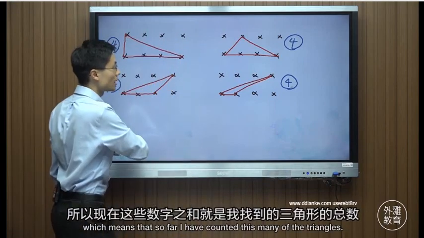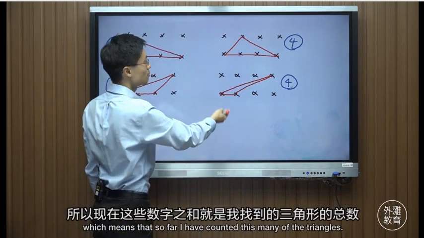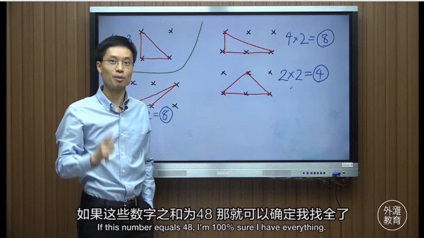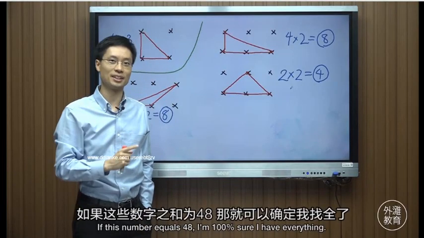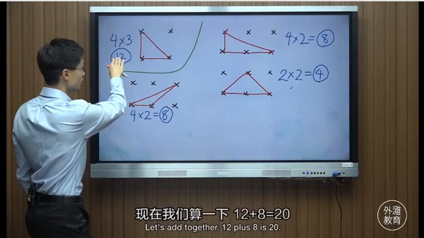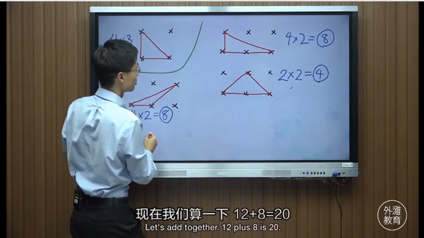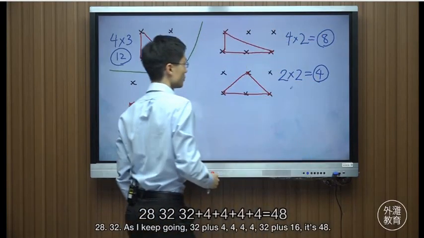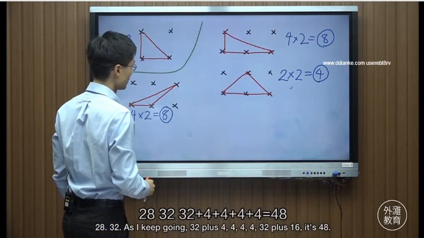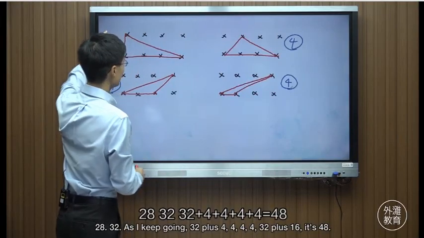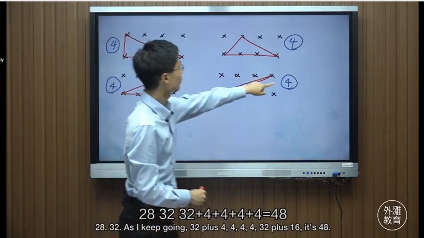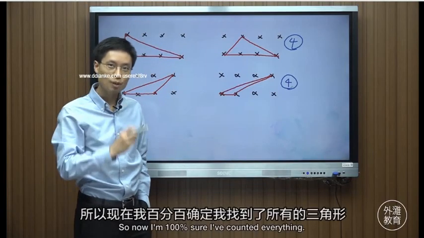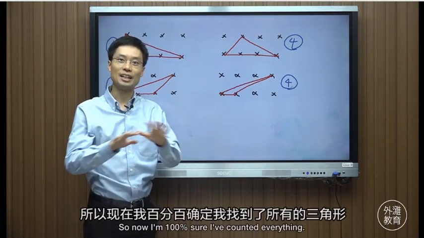Notice when I'm doing this, I'm 100% sure that I am not counting the same thing twice, which means that so far I have counted this many of the triangles. If this number equals 48, I'm 100% sure I have everything. Let's add together. 12 plus 8 is 20. 28, 32. As I keep going, 32 plus 4, 4, 4, 4. 32 plus 16. It's 48. So now I'm 100% sure I've counted everything.